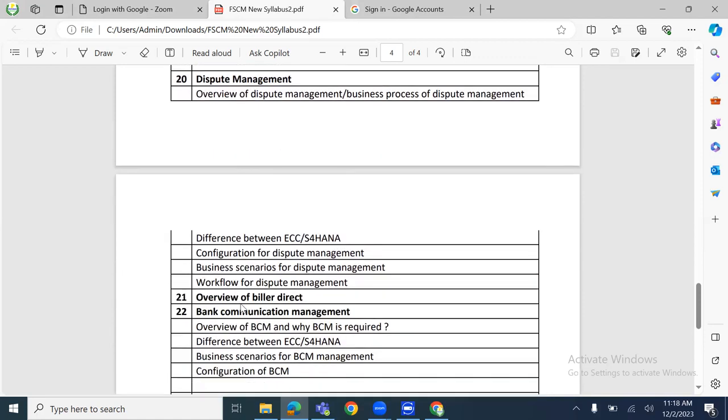So the dispute management, overview of the dispute management, then how the dispute will be created. How automatically the dispute case will get closed if we receive payment, and how the promise to pay will be created, and if the promise to pay is broken, how the business process takes place. Disputes, we can create for one line item or multiple line items. Even there are scenarios where the dispute case will be created automatically without manual intervention. So all these scenarios we are going to see.